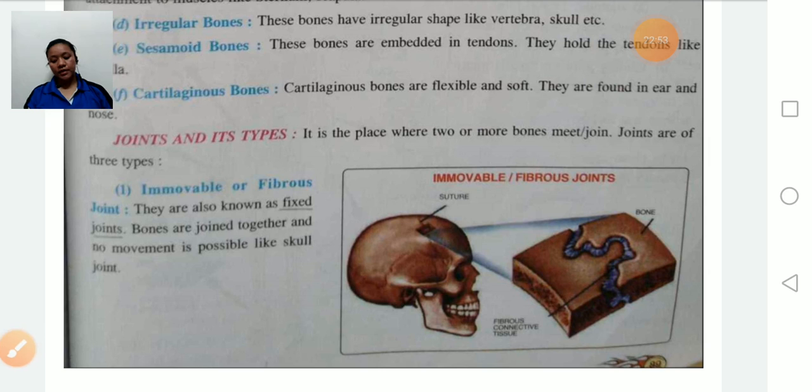As I told you, the skeletal system consists of bones and joints. There are 206 bones in our body. Bones are divided into three parts: head bone, hollow shaft, and tail bone. There are different types of bone. Long bones are long and wide. Short bones are short and cube shaped. Then flat bones, irregular bones, sesamoid bones, and cartilaginous bones.